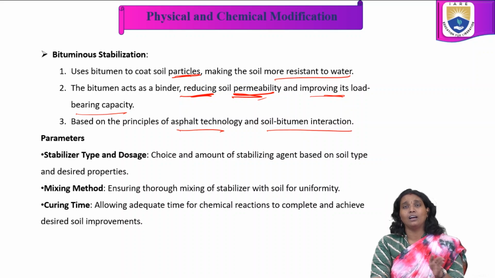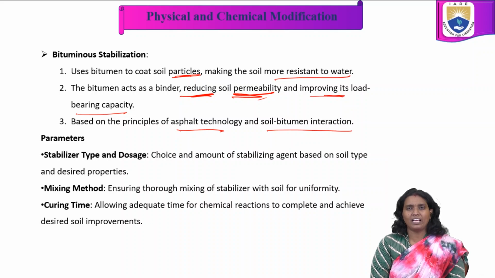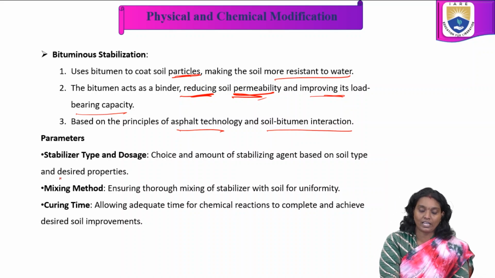So these are the methods. For choosing these methods, we have to understand some of the parameters. Those are stabilizer type and how much percentage of the dosage also plays a role in chemical modification. In the mixing method, curing time are the parameters. So stabilizer type and dosage means choosing the amount of stabilizing agent based on the soil type and desired properties.